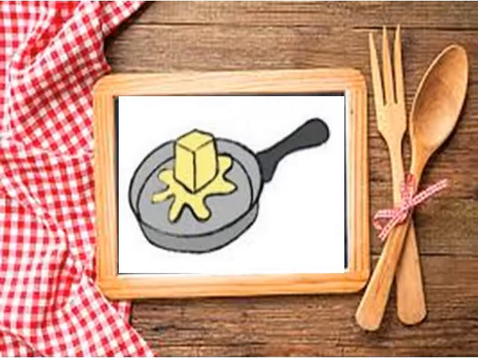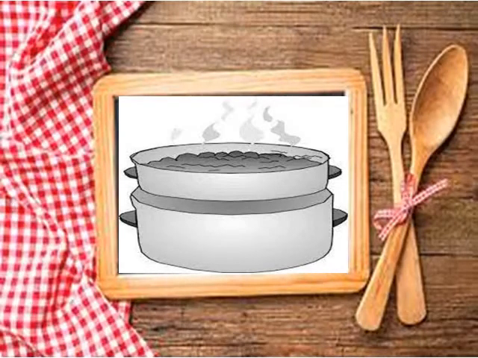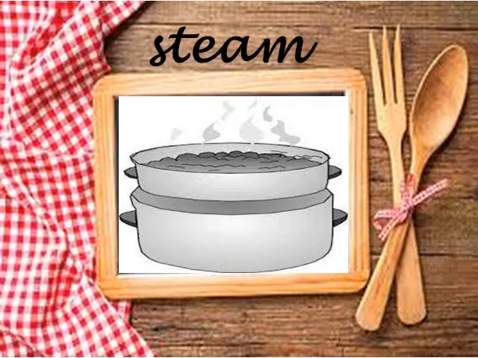Here I have some butter, and the verb is melt. Melt butter. To melt. يذوب. Can you repeat it? Melt. Good. And the last verb is steam. To steam. Steam. بمعنى يطبخ على البخار. To steam.